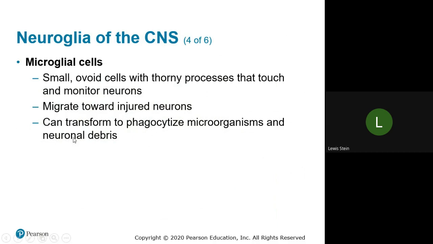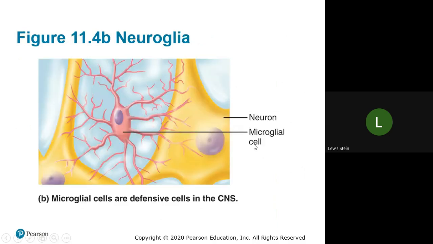More expensive. You can transform to phagocytize, etc., etc. That's kind of what they look like, nothing special.